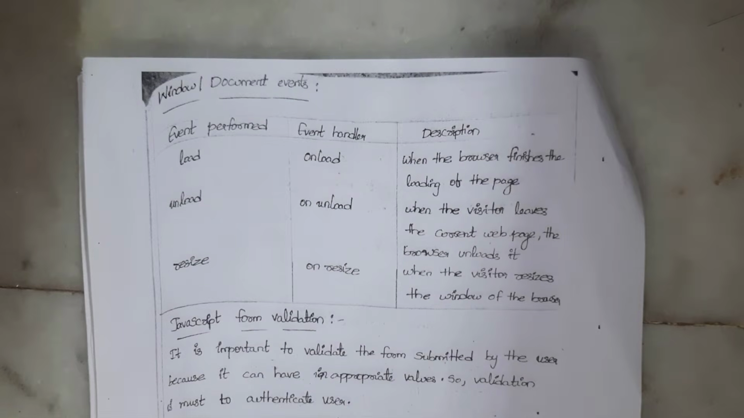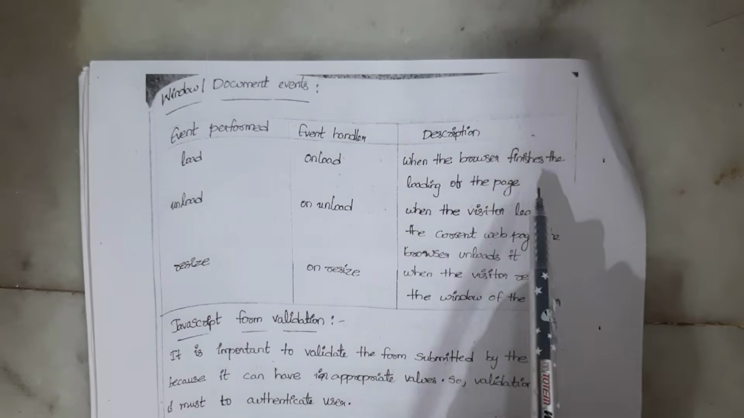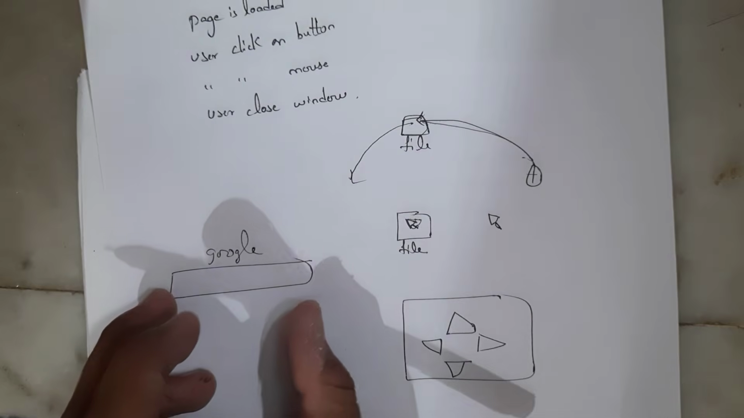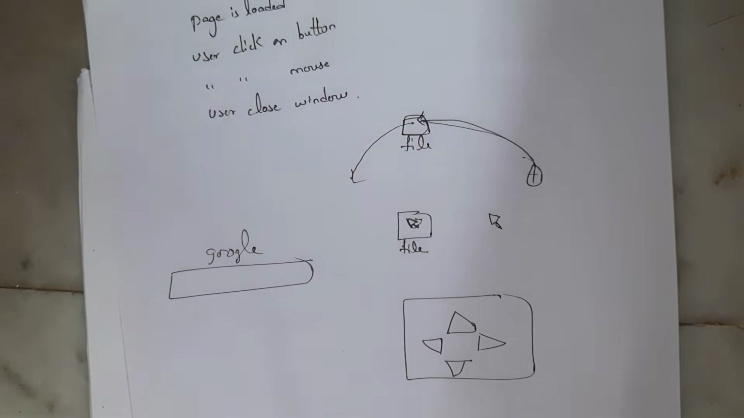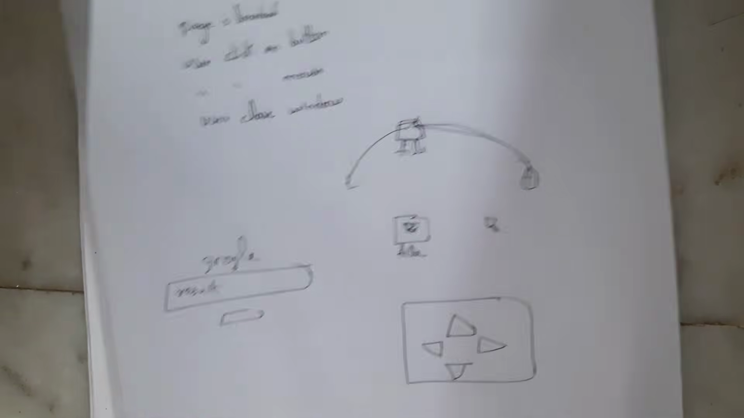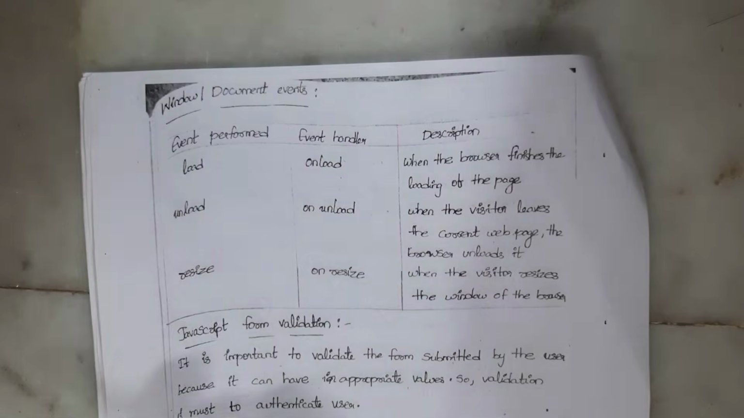At last fourth one is Windows event, or we can also call it as document event. The types of operations that we can perform on a particular document are known as document events. Whenever browser finishes the loading of page, it is known as load event. For example, in Google site, I have entered some text, here I entered result and I clicked on enter button. So after clicking on enter button, page will load. It is known as load event.